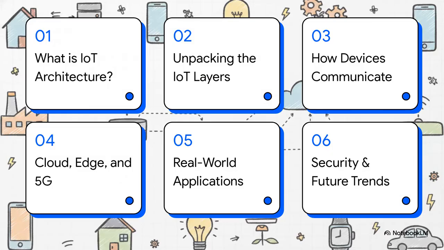Here is our architectural blueprint for today's Explainer. We're going to cover: 1. What is IoT architecture? 2. Unpacking the IoT layers. 3. How devices communicate. 4. Cloud, edge, and 5G. 5. Real-world applications. And finally, 6. Security and future trends. We've got a lot of ground to cover, so let's get right into it.